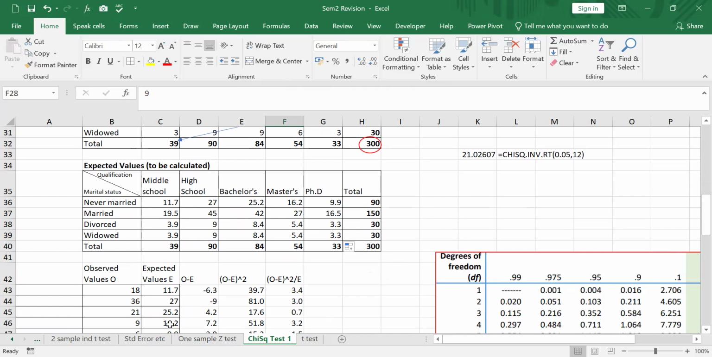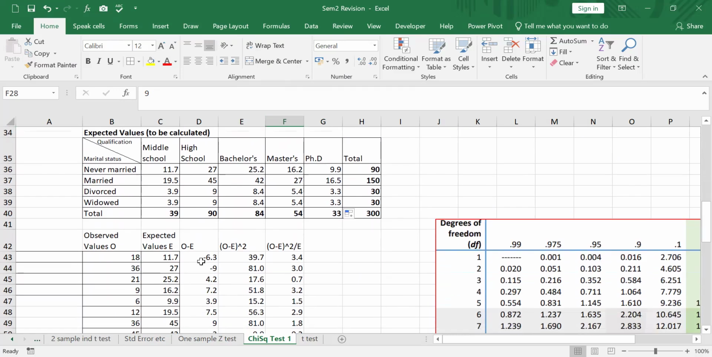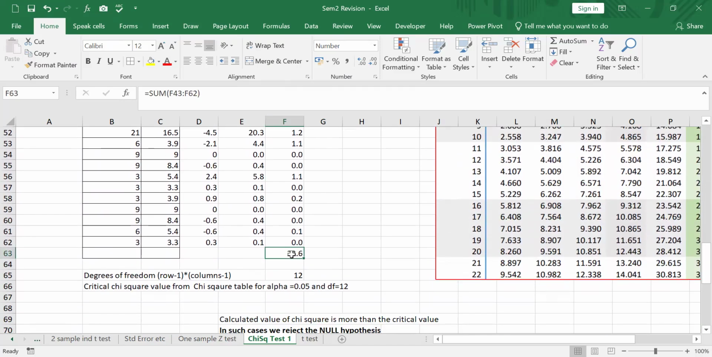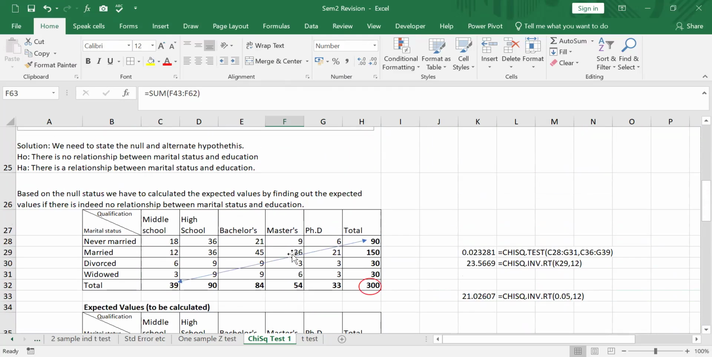So that will be O and E, the values of here put in this one, and O minus E, then O minus E whole square, then O minus E whole square divided by E. That will give you 3.4, 3.0, etc. Sum of this is the chi-square value. But we can do it directly from the formula.